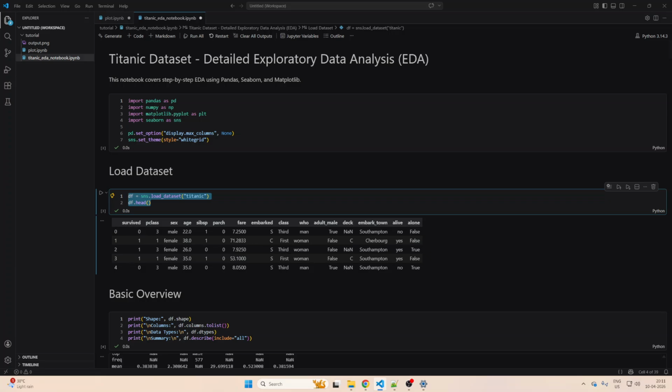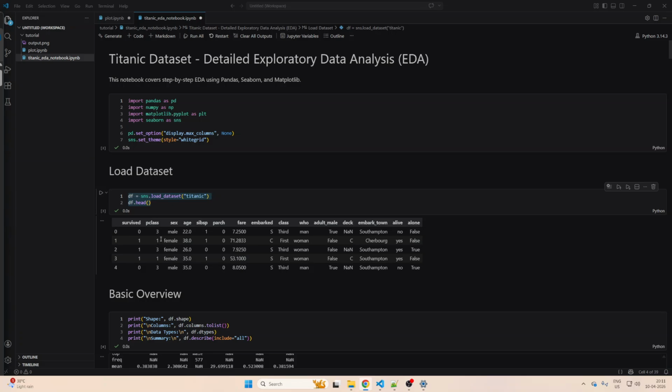So we can see the columns over here. This survived is the target. Our aim is to predict whether someone has survived or not given this information. So survived is our target column, and the following features are class, in which class they are traveling.